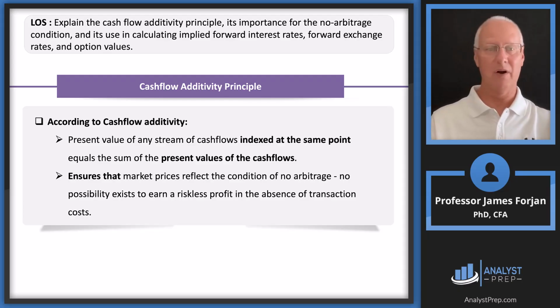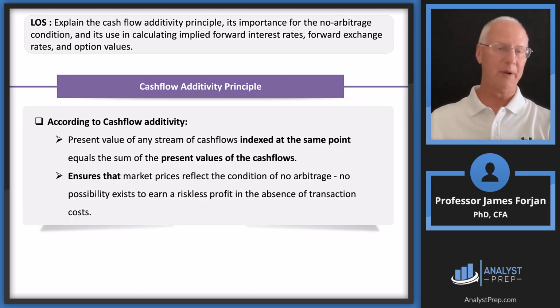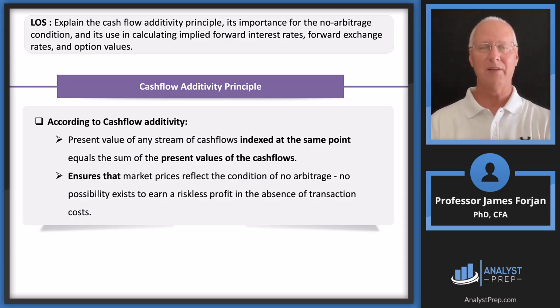So it could be at time period 0, like it was in my example. It could be at time period 4, like it was in that example. It could be at time period 2, or time period 18, or time period 4 million. Whatever that is, cash flow additivity simply means that if you have cash flows in one period, go ahead and sum them.